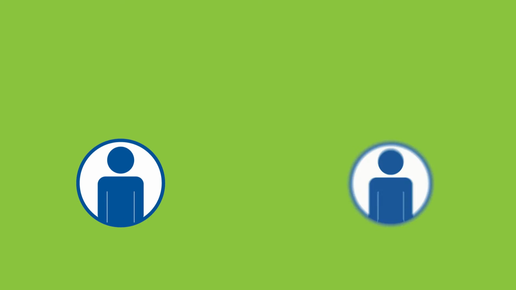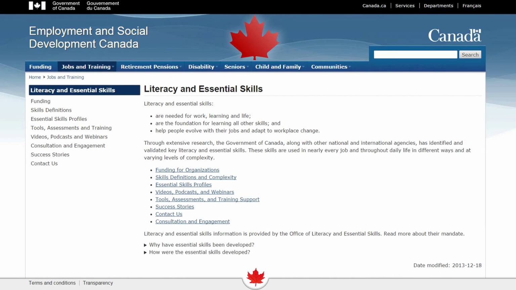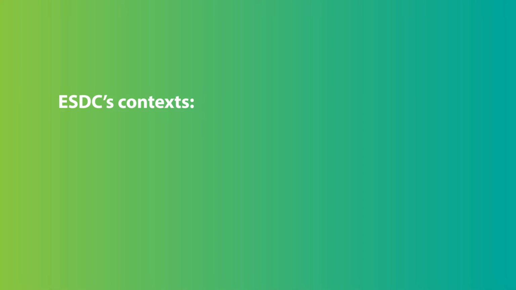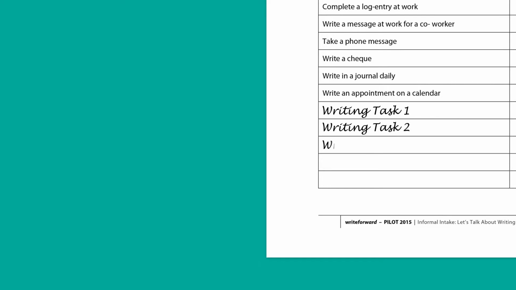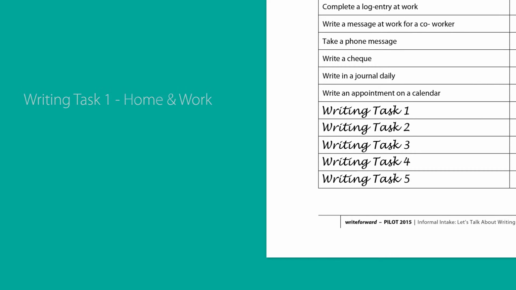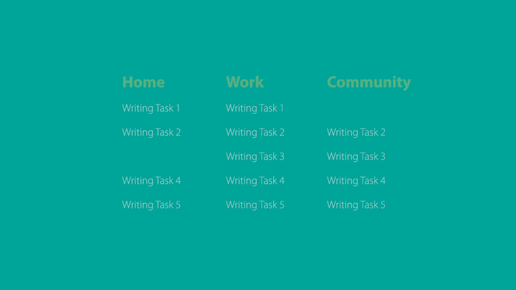There is also an opportunity to start talking about the contexts and reasons for writing. In Write Forward, as in the ESDC Literacy and Essential Skills framework, the writing contexts are home, community, and work. As the learner suggests writing tasks or mentions tasks that he does, have him identify which context they are in. At this point, you could print them on the board under the appropriate context heading.